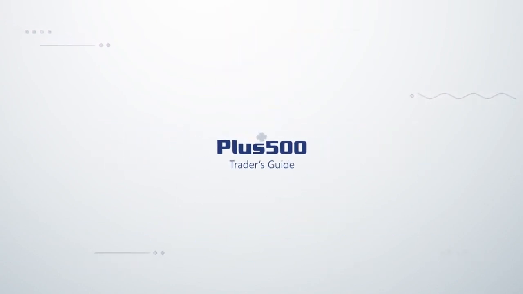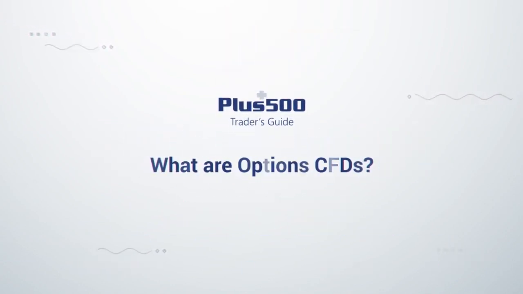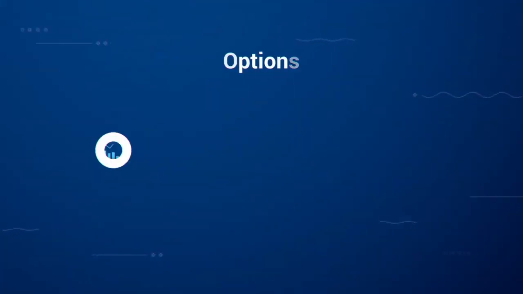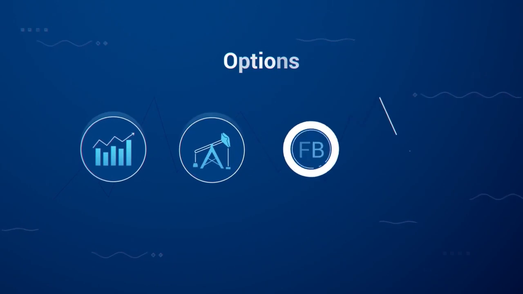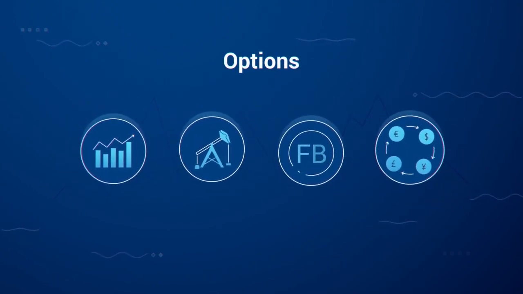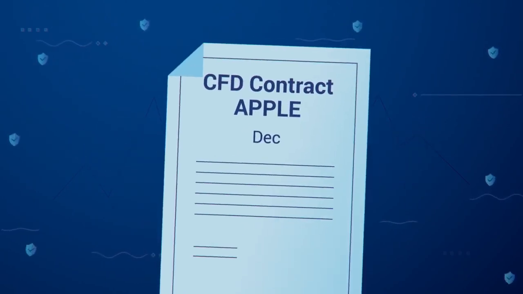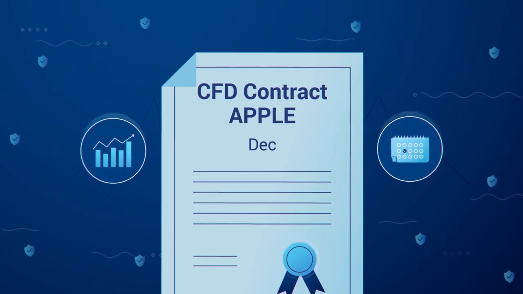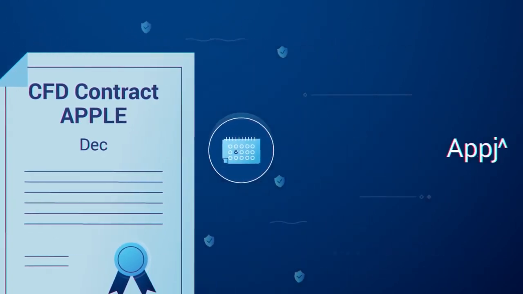Hi, in this video we're going to take a look at options CFDs. Options are financial instruments based on the price of an underlying asset such as indices, commodities, stocks and Forex. They provide the possibility to either buy or sell an underlying asset at a predetermined price on a specific date.